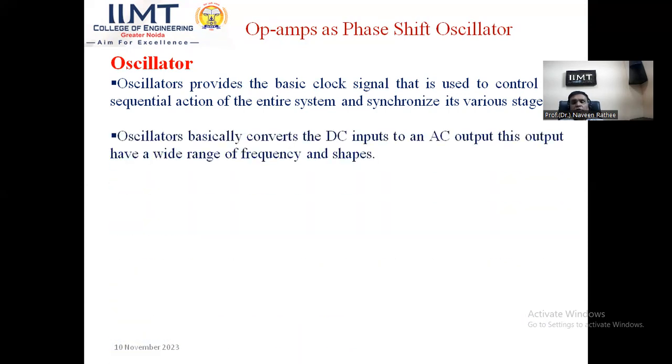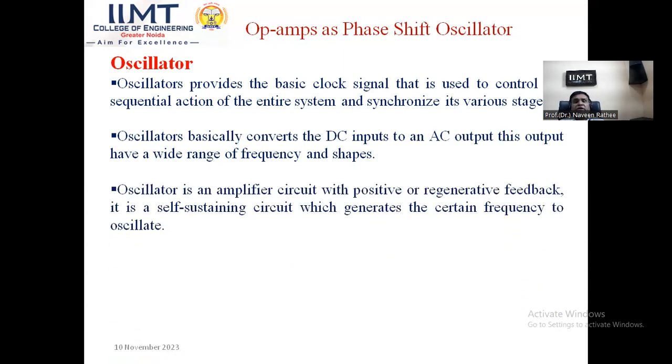So as I told you, an oscillator doesn't require an external input source for getting oscillation. Only the DC source which is used for running an op-amp, that DC input will be converted into AC output. This output obtained after the oscillation will have a range of frequencies with different shapes, right? Then, as I said, it is an amplifier, because we are amplifying the DC into AC output. So an oscillator is again an amplifier circuit, but with positive feedback, because it is a self-sustaining circuit, generating the frequency for oscillation by itself.